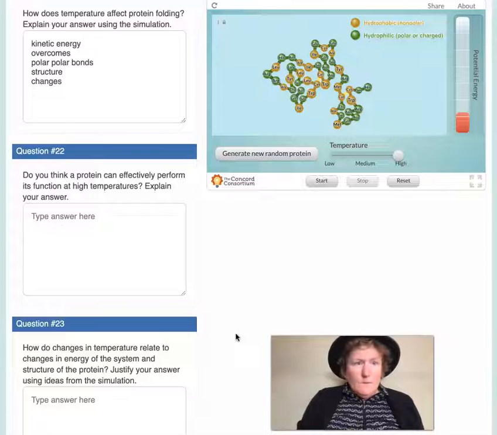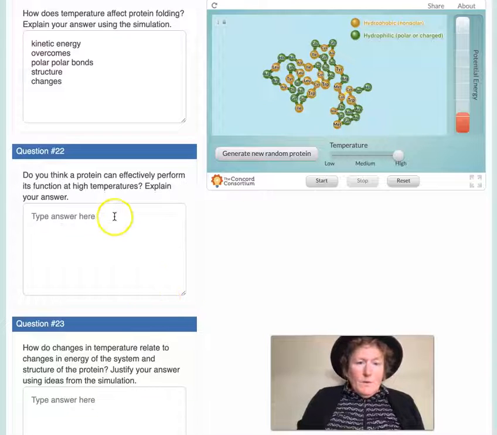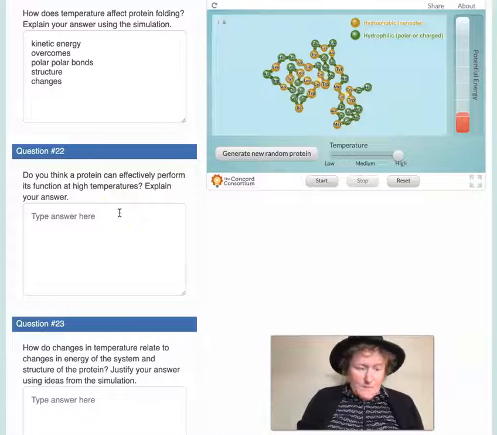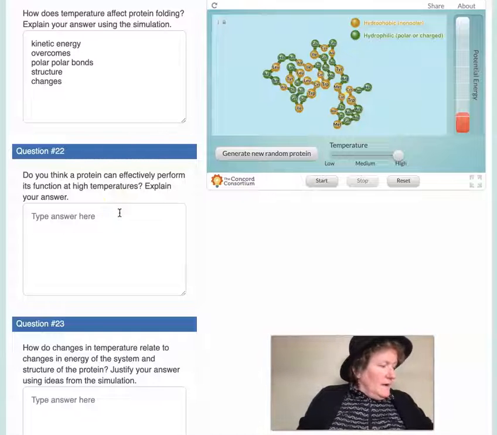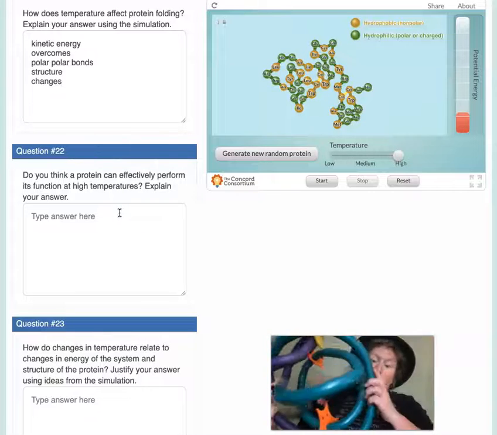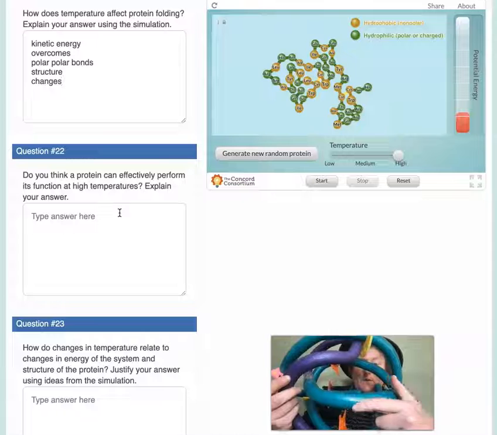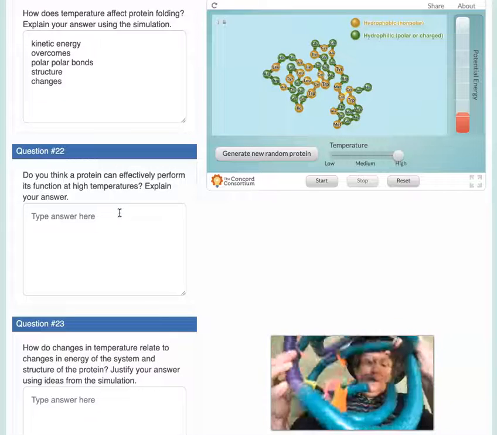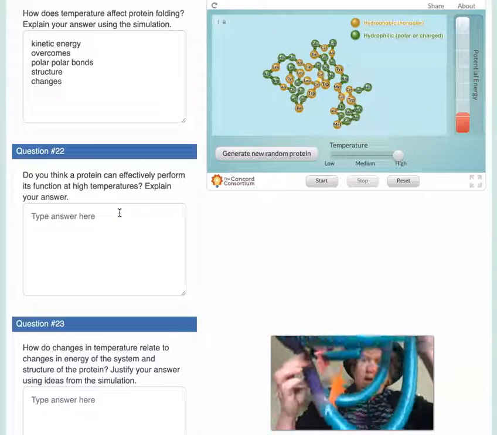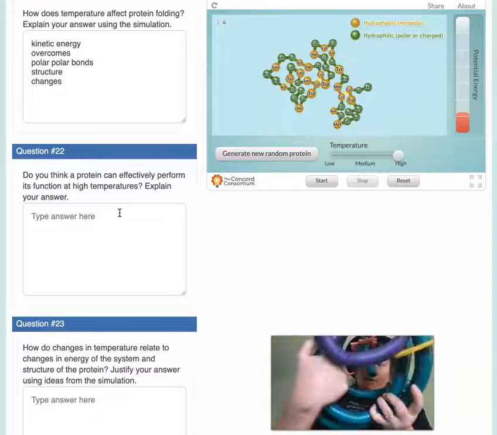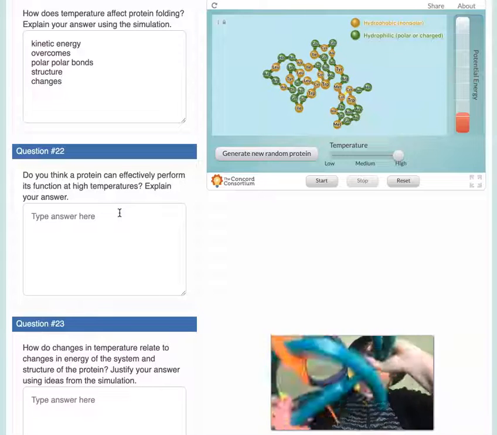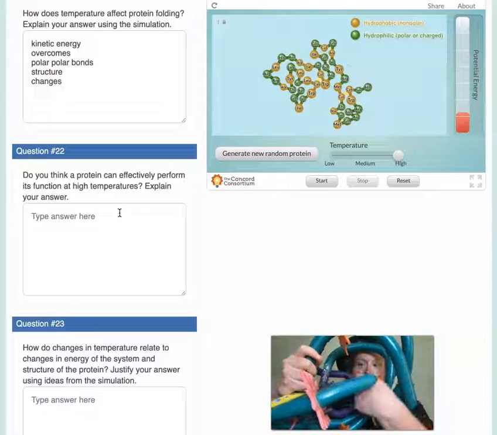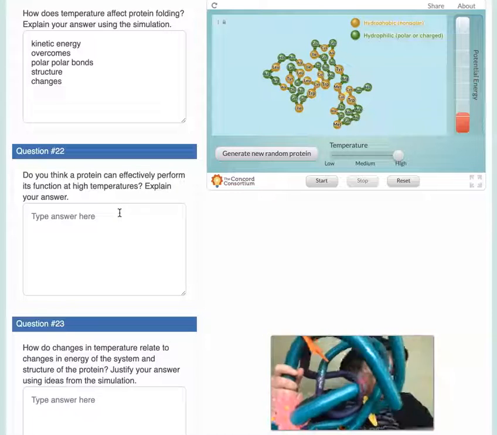Question 22. Do you think a protein can effectively perform its function at high temperatures? Well, let's take this model of a protein. The green here represents polar, it's trying to be on the outside. Purple's trying to be on the inside, and it's creating a very unique active site here. In the middle here, we have a very specific shaped active site.